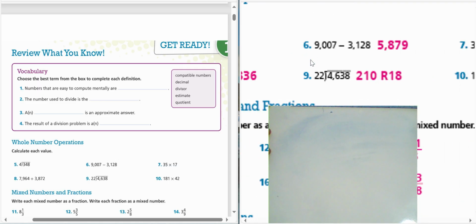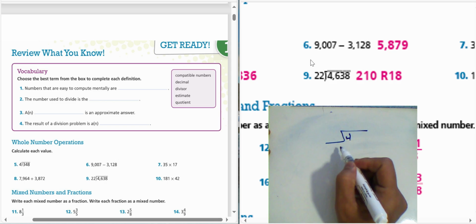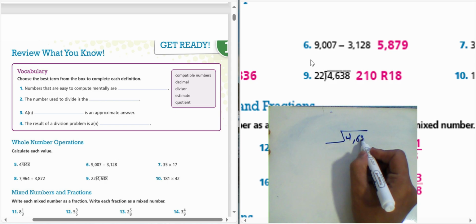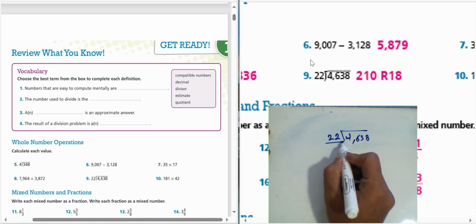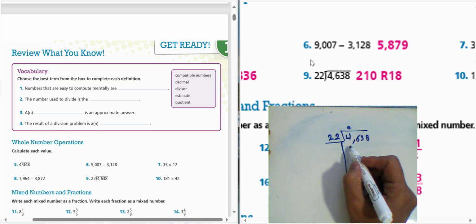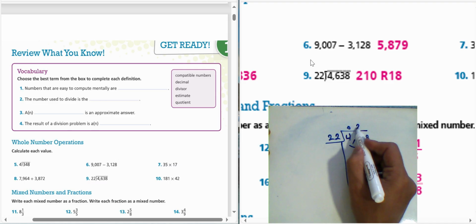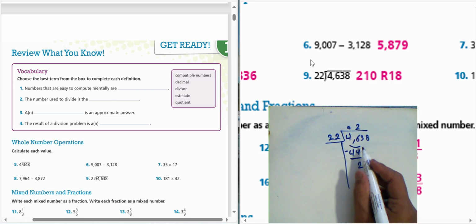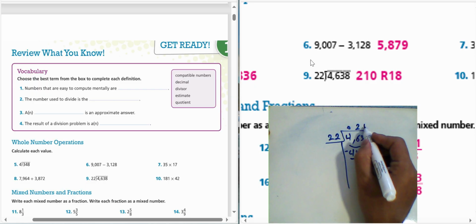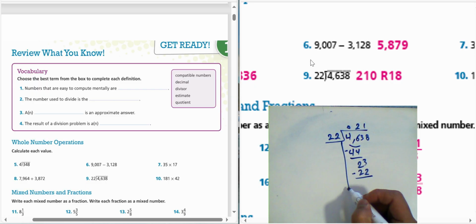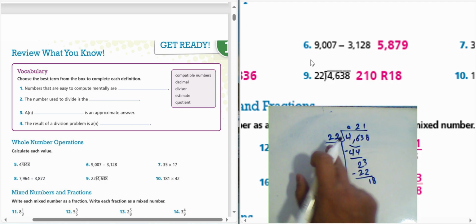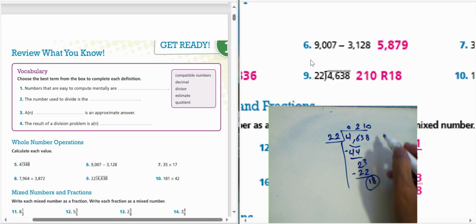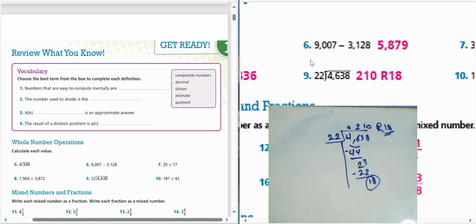And question number 9. We have 4,638 divided by 22. 4 divided by 22, we can't do it. Then 46 divided by 22 equals 2, since 2 times 22 equals 44. And then we find the difference. 46 minus 44 equals 2. Then draw 3. 23 divided by 22 equals 1. 1 times 22 equals 22, nearest to 23. And then 23 subtract 22 equals 1 and then drop 8 here. The result will be 18. 18 divided by 22 will be 0.